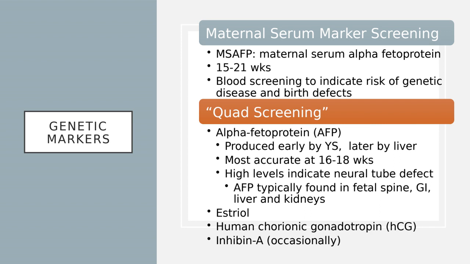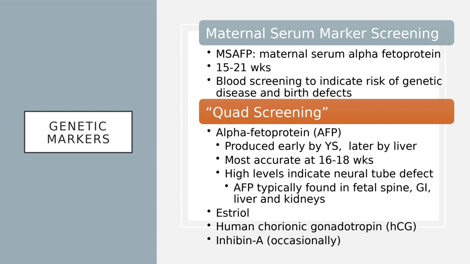And then with the quad screening, we're still looking for the alpha-fetoprotein, and we're also looking for estriol, inhibin A, and HCG. Some physicians will only do the quad screening. But if you have a more thorough OBGYN, or you want a lot of extra genetic blood work done, you would get both of these.